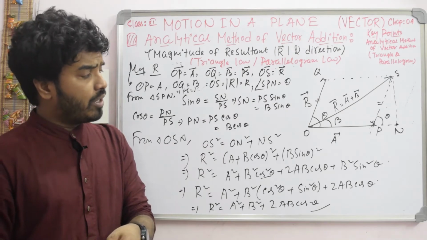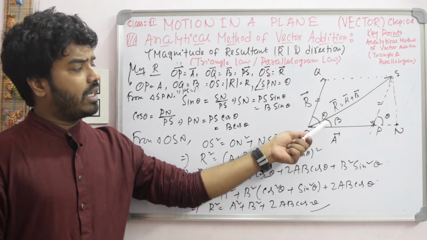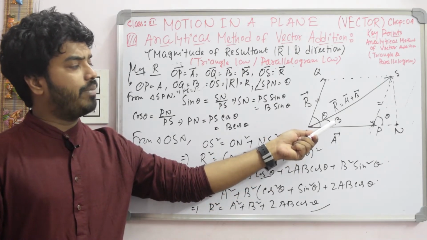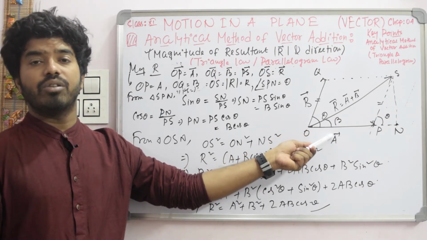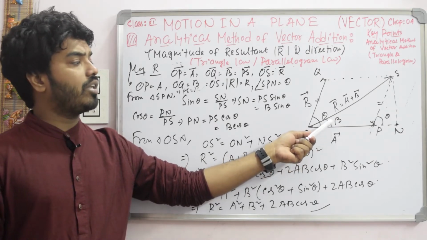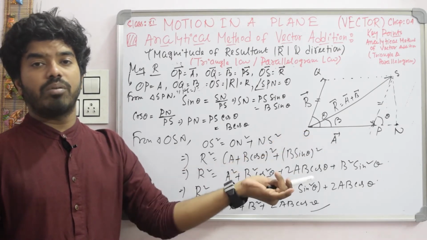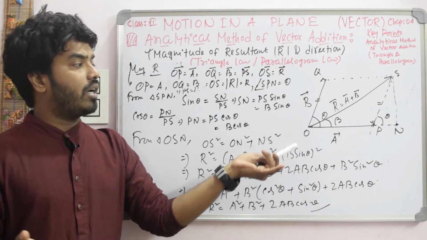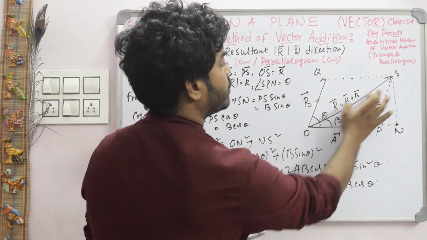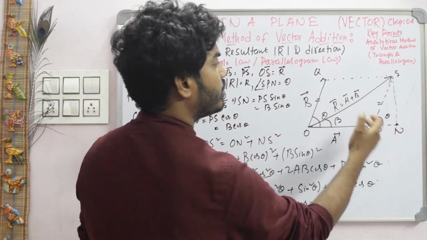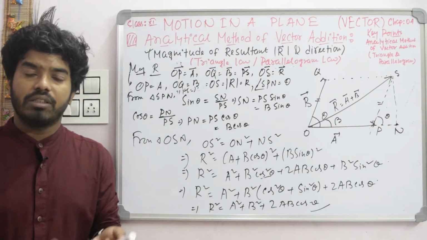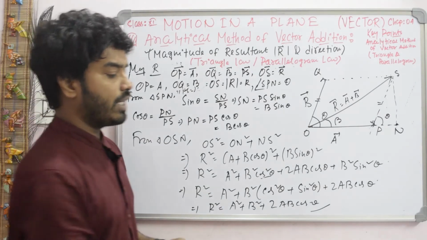Now we have to find the direction. According to our figure, the resultant vector makes an angle beta with vector A. So for the direction, you have to find the value of beta. What will be the value of beta? From this triangle OSN, you give the value of tan beta, that is perpendicular by base. So write it down.